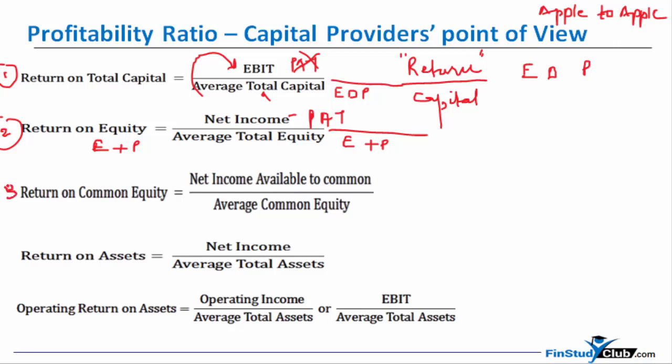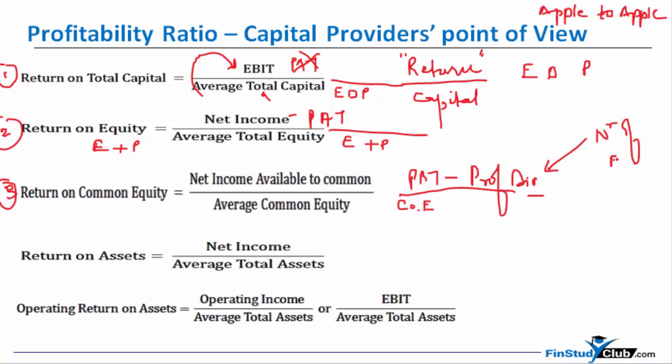But if someone asks you how much is the return that only common equity has been able to generate, I'm going to take only the common equity, and even from PAT I'm going to deduct the preference dividend. So basically this is the same as the numerator of EPS, earnings attributable to common equity shareholders.